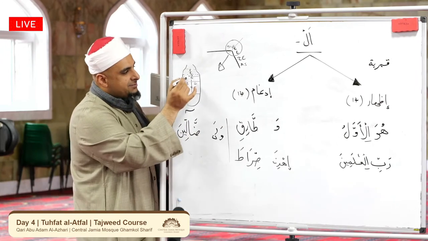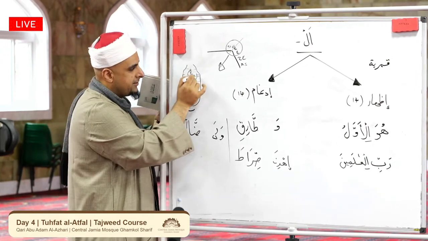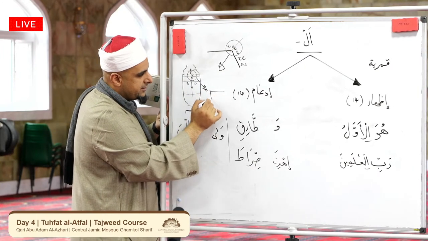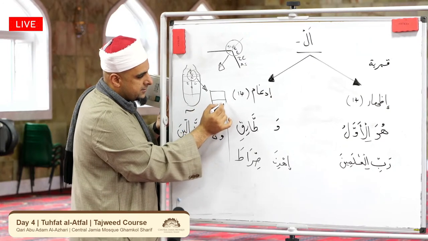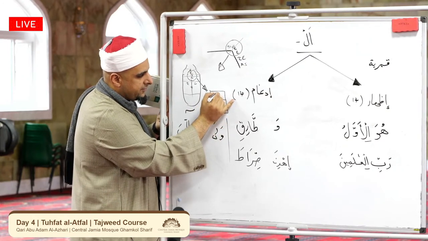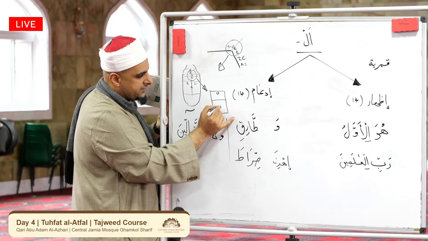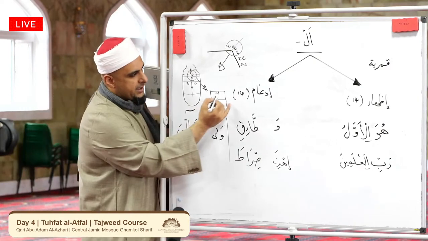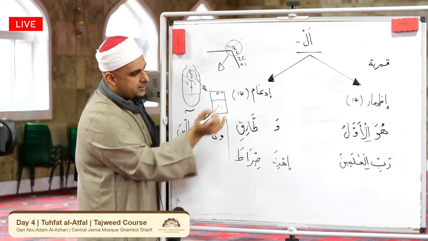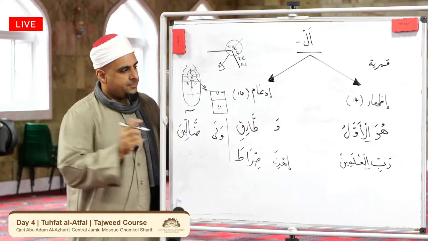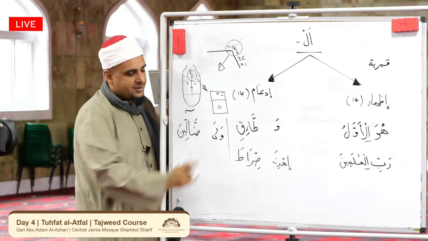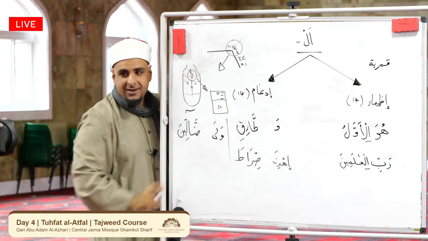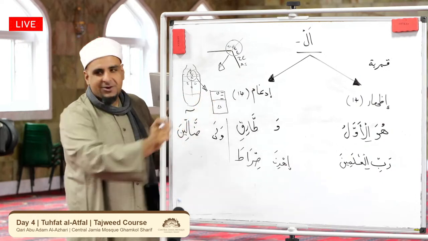Okay, now let's magnify this again into a bigger picture. Now this is your Qaf and this is your Kaf. When the Qaf has a Fatha, it's recited from here. When it has a Dhamma, it's recited from here. When it has a Kasra, it is recited here, on the border lines between Kaf and Qaf now.